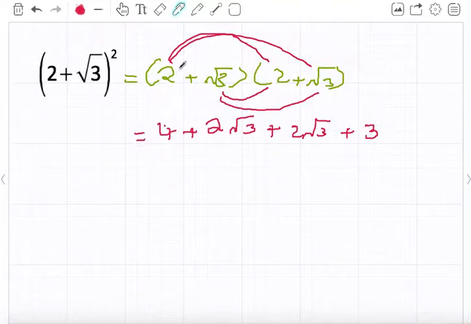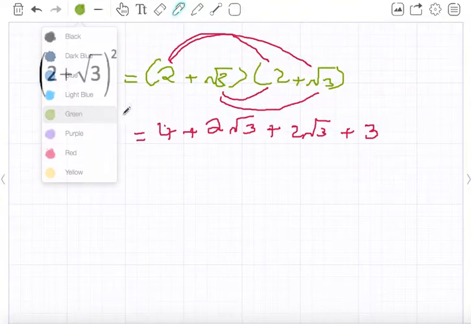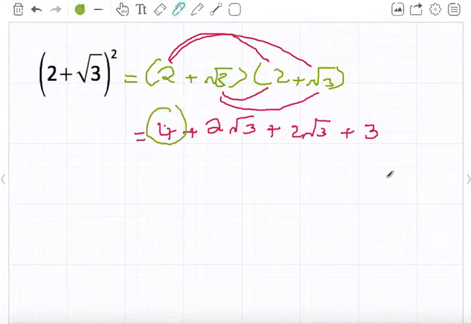Now we can add together these two numbers because they are both normal, they're both rational numbers, to get 7. And I can add together, I've got 2 root 3's here and another 2 root 3's here, so it gives me 4 root 3.